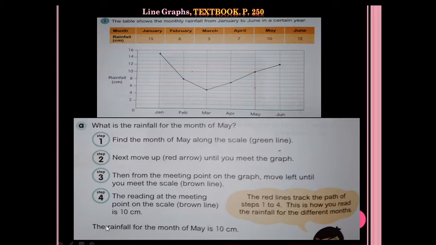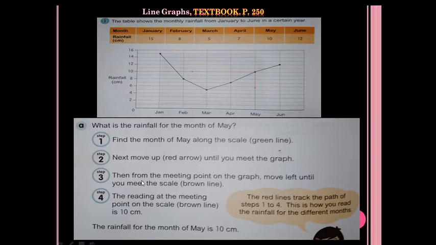There are 4 steps. Step number 1, find the month of May along the scale, the green lines. Here it is, the green line on the horizontal line, the month of May, this one. Step number 2, next move up the red arrow until you meet the graph. Now you have to move up here until the dot.